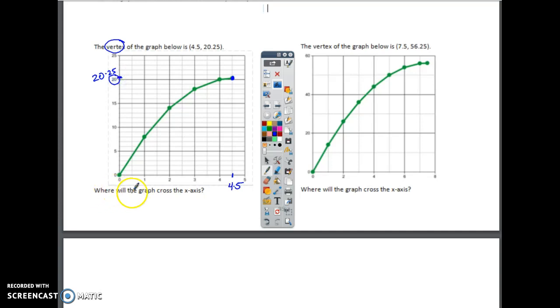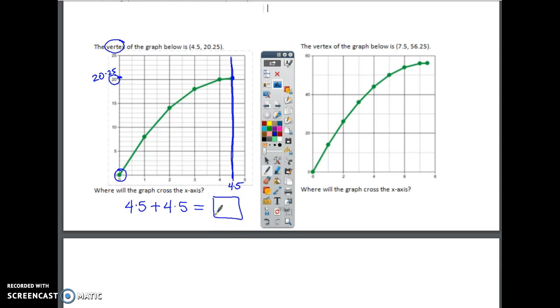And it says, where will the graph cross the x-axis? Well, it crosses the x-axis here, but if I continue drawing it, where will it cross again? So if this is the half point mark, right here, this is half of it, 4.5. Then you would have to add another 4.5 to see where it stops. So you're going to add 4.5 plus 4.5, half of it and the other half of it, and see what number it will cross the x-axis at.